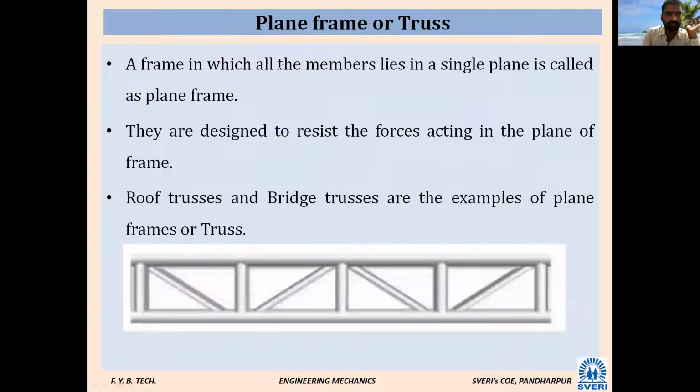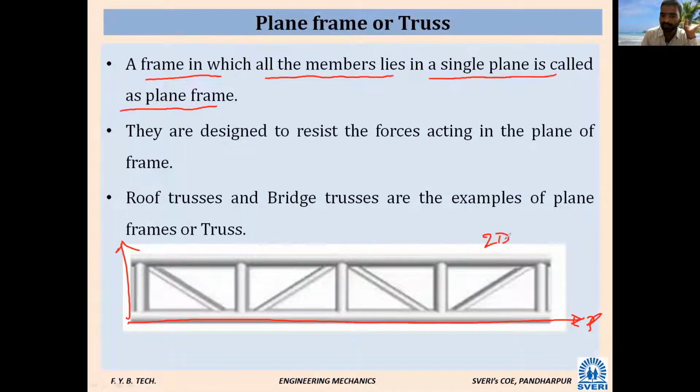A frame in which all the members lie in a single plane is called a plane frame. When you consider this, all the members are in the x and y directions. This is the y direction, this is the x direction. All the members are lying in one plane. This is called a two-dimensional figure, or you can also call it a plane frame. So plane frames are called two-dimensional frames. They are designed to resist the forces acting in the plane of the frame.